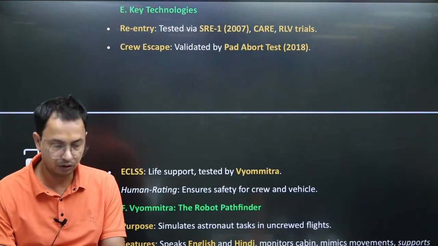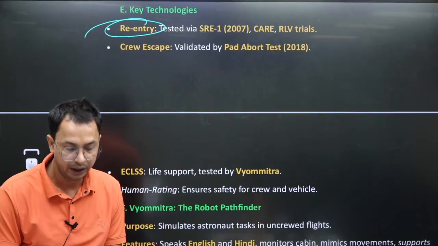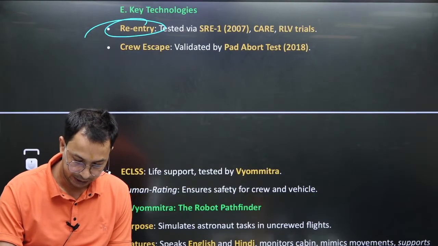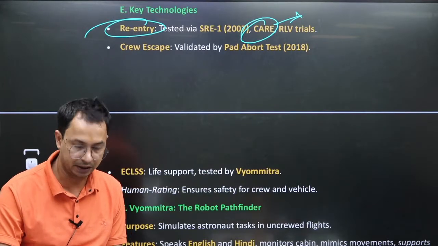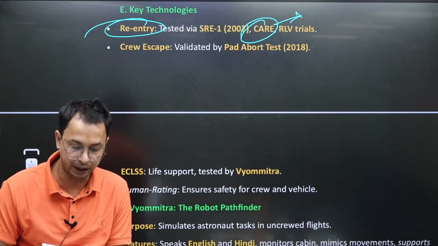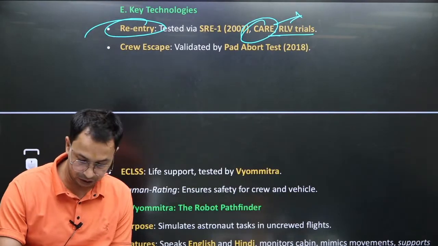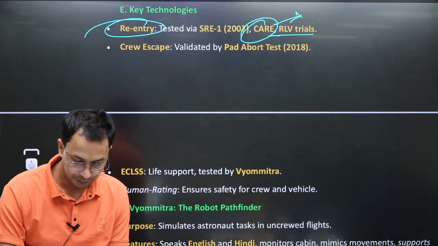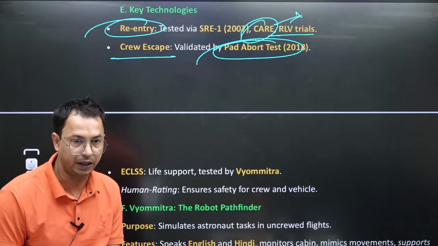And how will this Gaganyaan become successful? For that we need re-entry technology, which we have already tested. We have also tested crew atmospheric re-entry technology and reusable launch vehicle technology. Then we have the crew escape system, and recently we have tested the pad abort test.